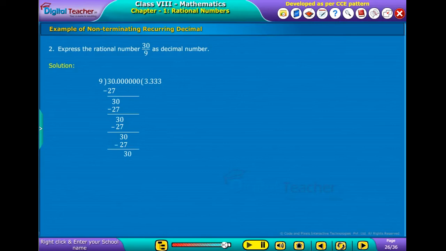Therefore, 30 by 9 is 3.3 bar, which is a non-terminating recurring decimal.